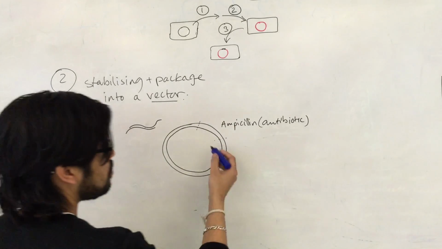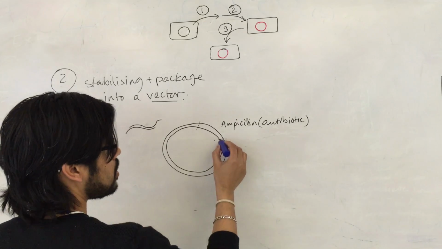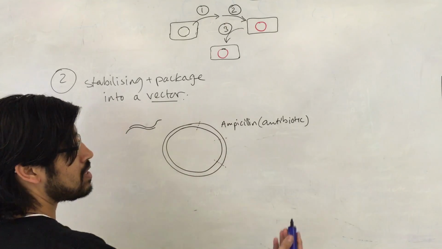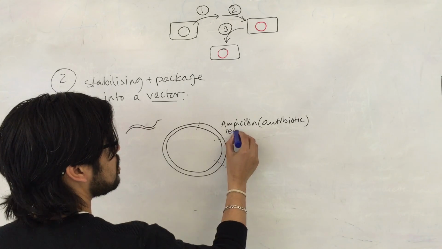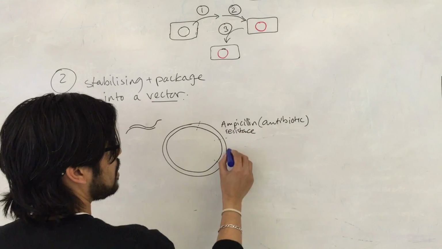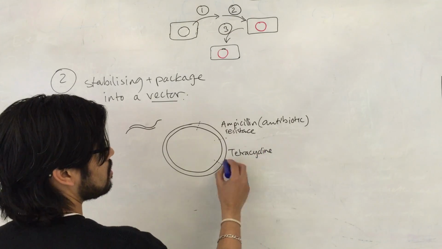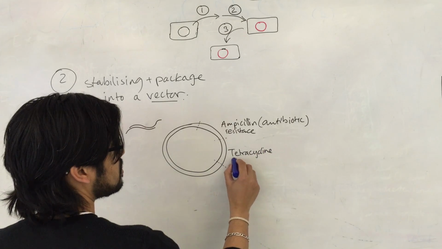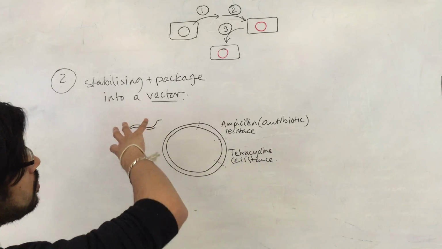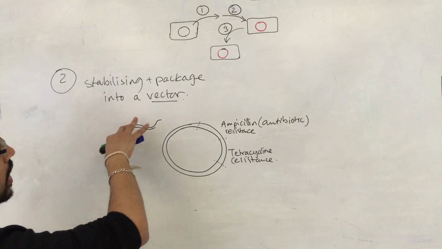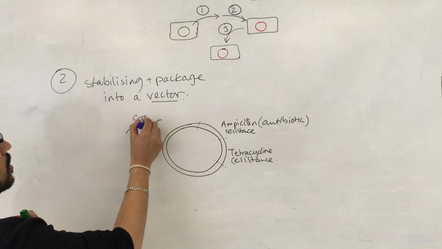And it will need a second antibiotic resistance gene. So this gene might give the bacteria resistance to tetracycline. So ampicillin resistance, and this gene will give it resistance to tetracycline. Tetracycline resistance.